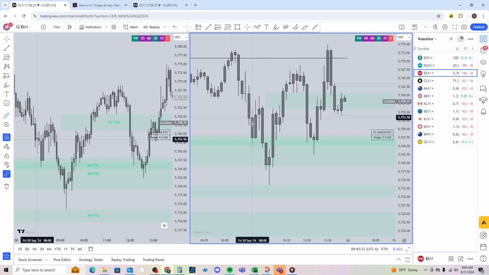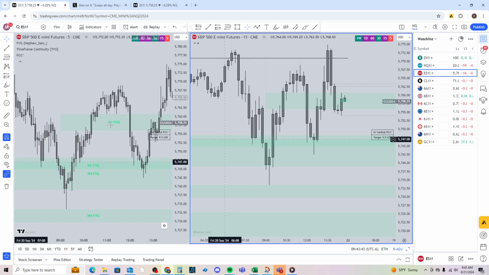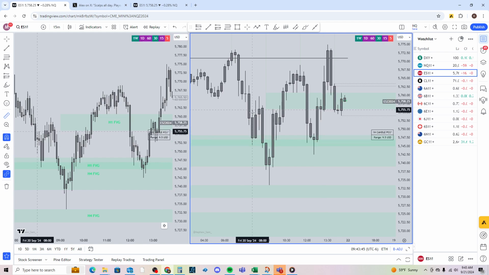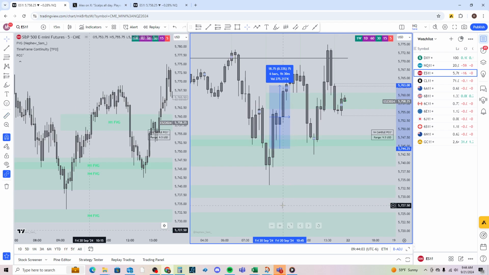Okay, so 8 o'clock open, right? This is a trade I probably would have taken. Reversal. You get stopped out right here for 6 points. Taps into this fair value gap. 18 points. So you're up 12 points on ES.